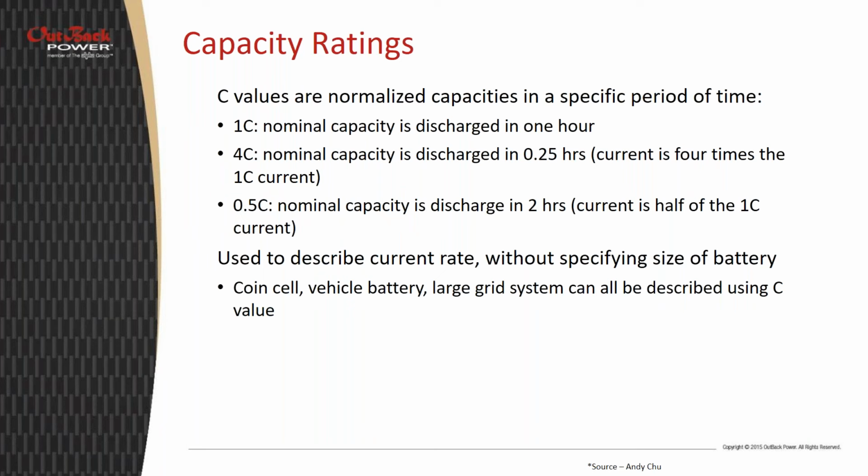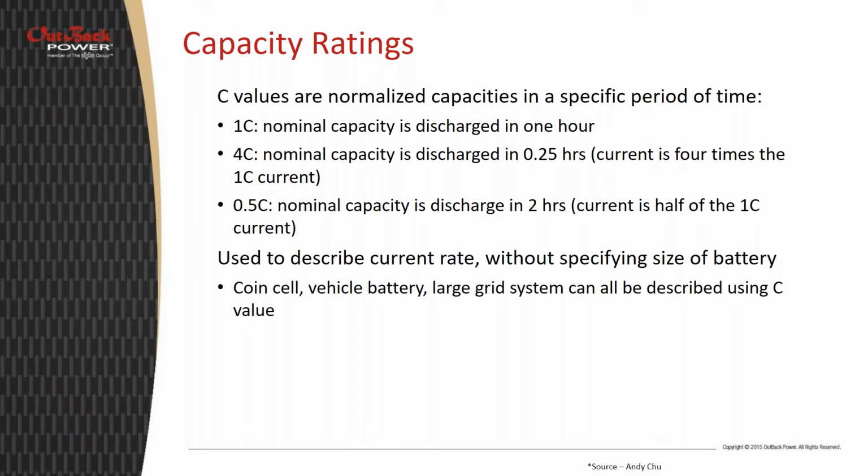Capacity ratings. So again, a little bit confusing. So C values are normalized capacities in a specific period of time. They're used to describe current rate without specifying the size of the battery. So if we want to compare a coin cell or a vehicle battery to a large grid size system, then we can use these C values. So 1C is a nominal capacity discharged in 1 hour.